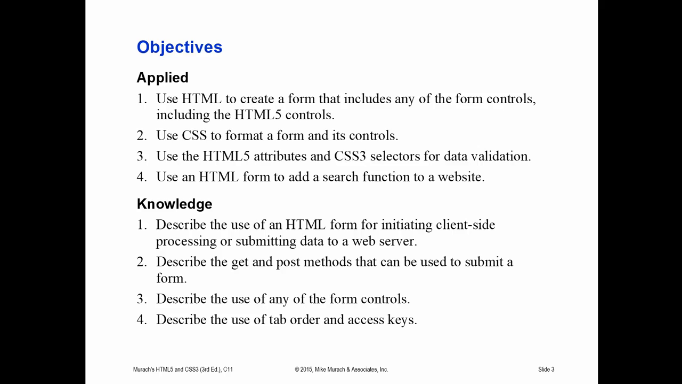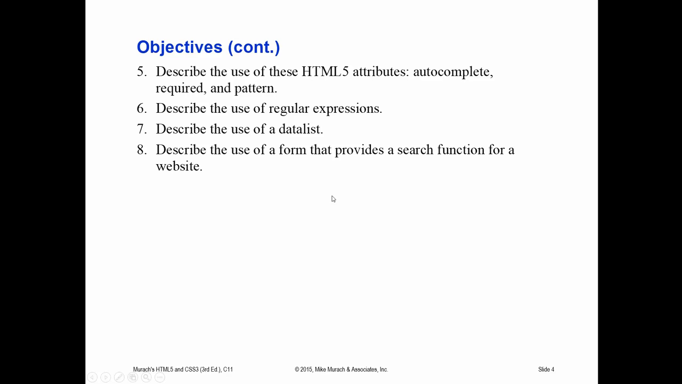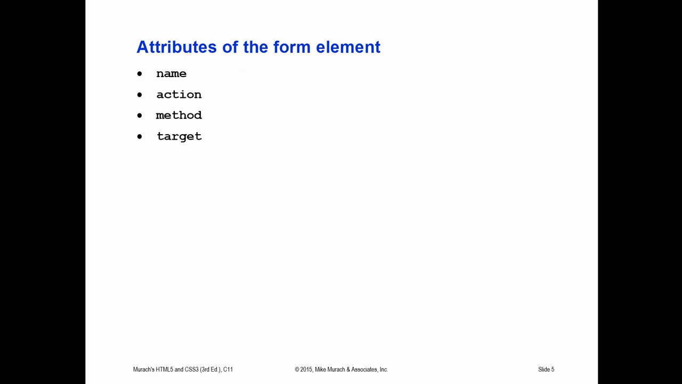Our 8 knowledge objectives: describe the use of an HTML form for initiating client-side processing or submitting data to a web server. Describe the get and post methods that can be used to submit a form. Describe the use of any of the form controls. Describe the use of tab order and access keys. Describe the use of the HTML5 autocomplete, required, and pattern attributes. Describe the use of regular expressions. Describe the use of a data list. And finally, describe the use of a form that provides a search function for a website.